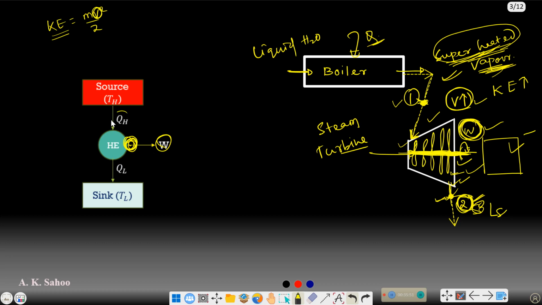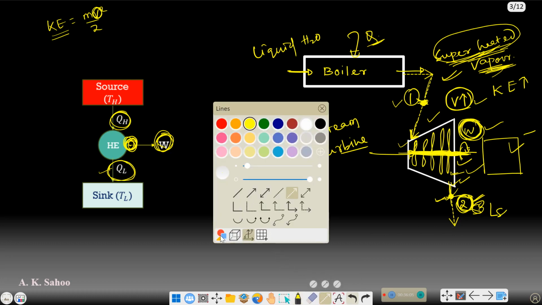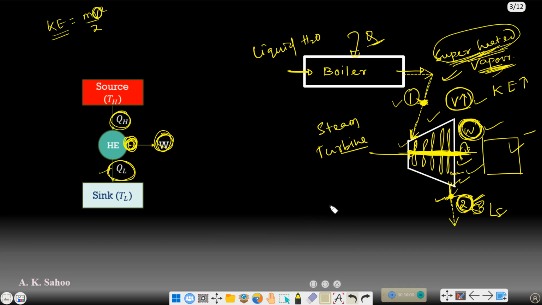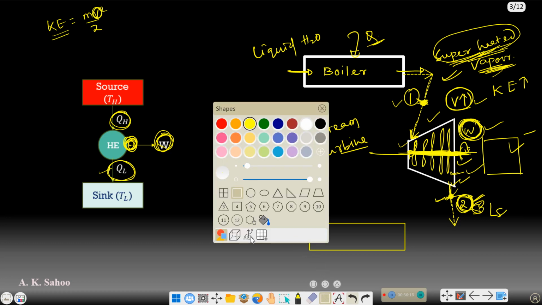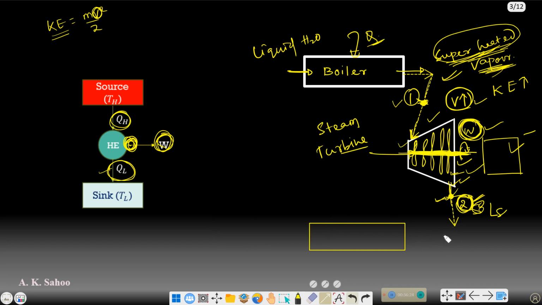So what is our work? We have added heat and we have got work. Now it is our duty to reject some amount of heat. So now this steam will be sent through a device which will be rejecting heat to the surrounding. So here there is a device. What is the name of that particular device? What is the function of that particular device? I hope you are in a position to answer this.